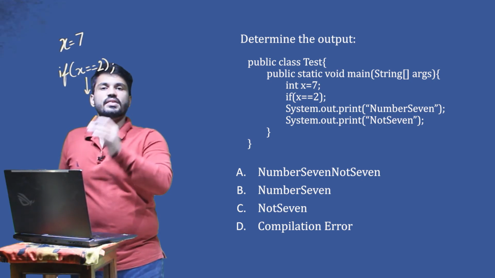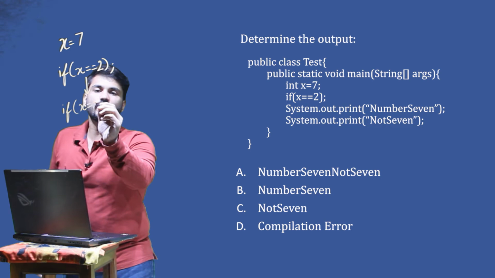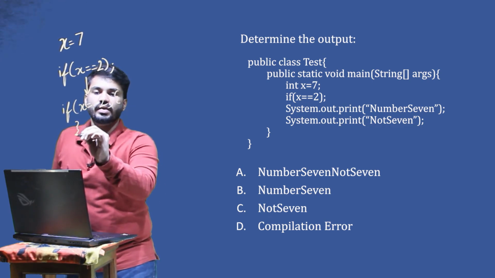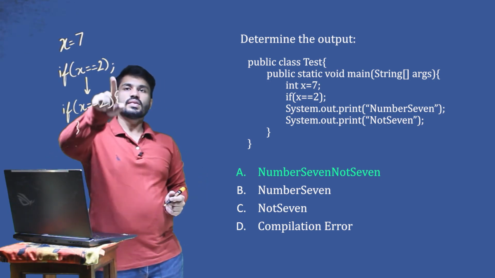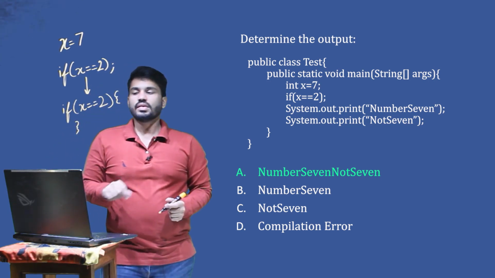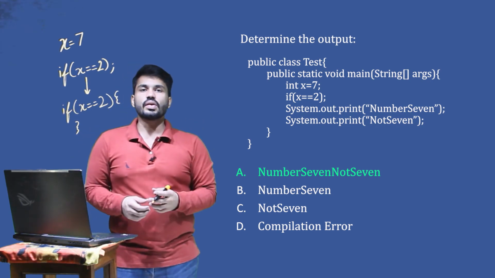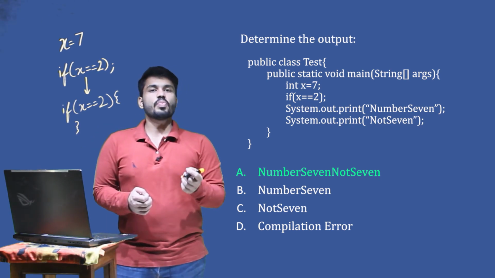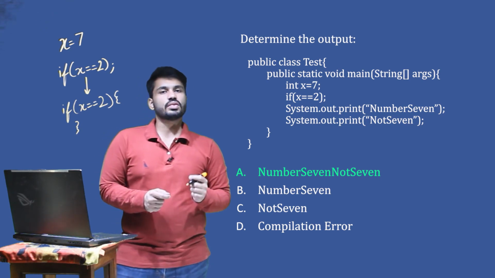So this is equivalent to writing if x equal to 2, start of block, end of block. So there are no statements inside the if block. These two are equivalent. So in this question, all the statements below the if block will get executed. Firstly, number 7 will be printed on screen, followed by not 7. So number 7, not 7 will be printed on the screen.